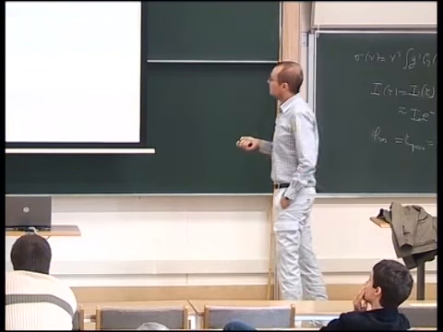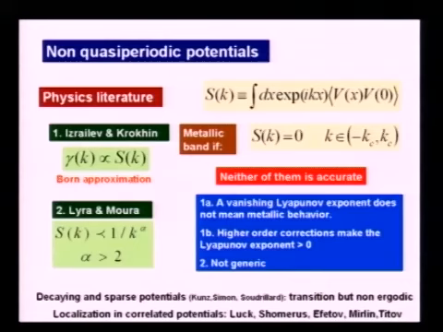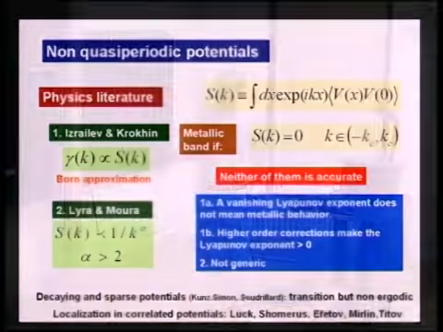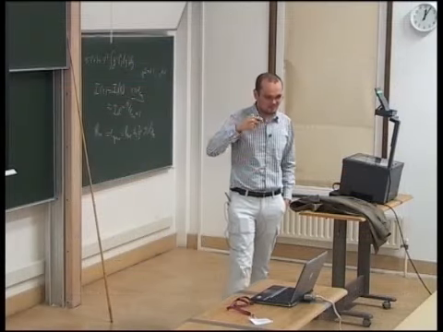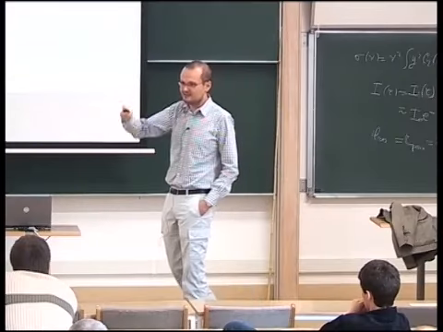But actually there are 3 problems with that. The first problem is that even if the Lyapunov exponent is 0, this does not mean that you have metallic behavior. Also, you can have higher order corrections. People computed these higher order corrections and found that, at least for many models in which you have S(k) equal to 0, the second order correction gives a Lyapunov exponent which is different from 0. But there is a third problem which is even worse. I'm going to say it in my next transparency.